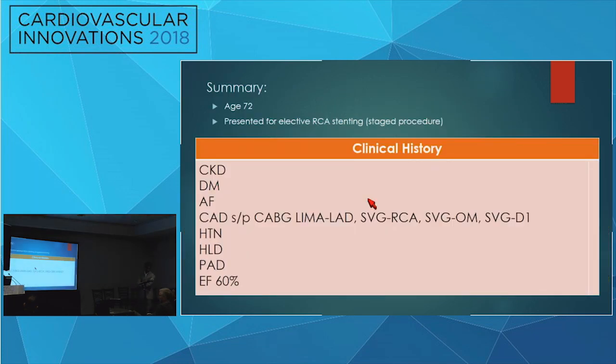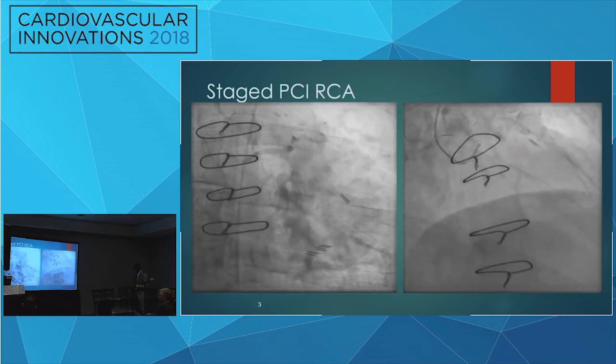So this is a 72-year-old patient who presented for an elective RCA stenting. He has history of CKD, diabetes, AFib, coronary disease with grafts to LIMA LAD, SVG RCA, SVG to OM and D1. Other expected history from veterans' history, you can see hypertension, hyperlipidemia, PAD, and his EF was actually 60% when he came.